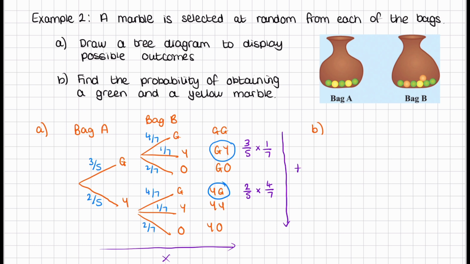So with this one here, part B, we want the probability of green and yellow, which is going to equal our 3/5 times 1 over 7 plus 2/5 times 4 over 7. And if you work that out in your calculator, you'll get an answer of 11 out of 35.